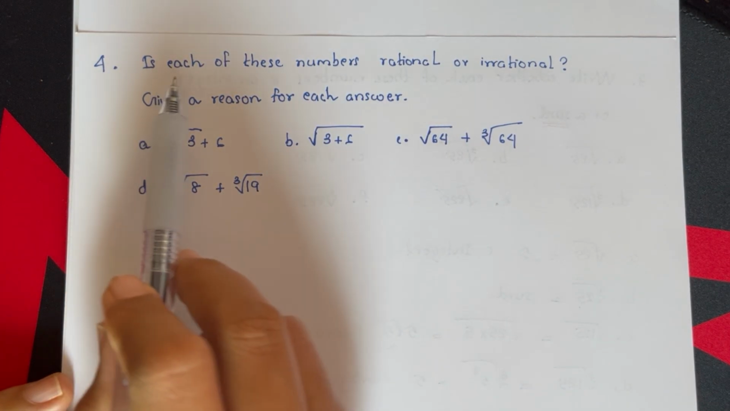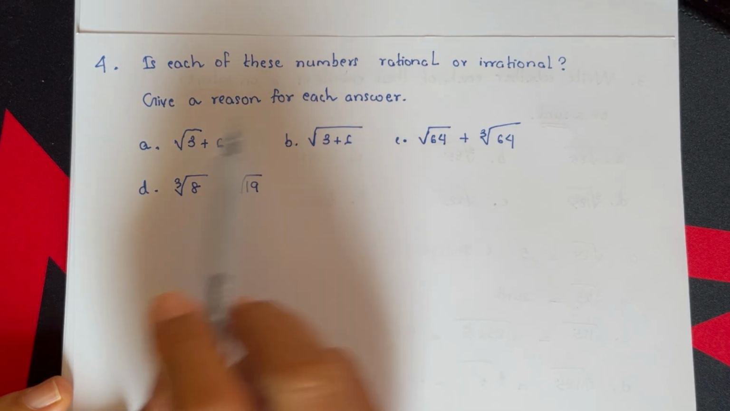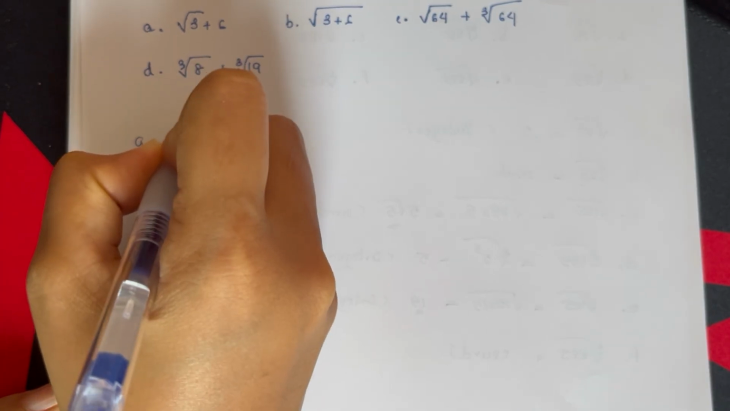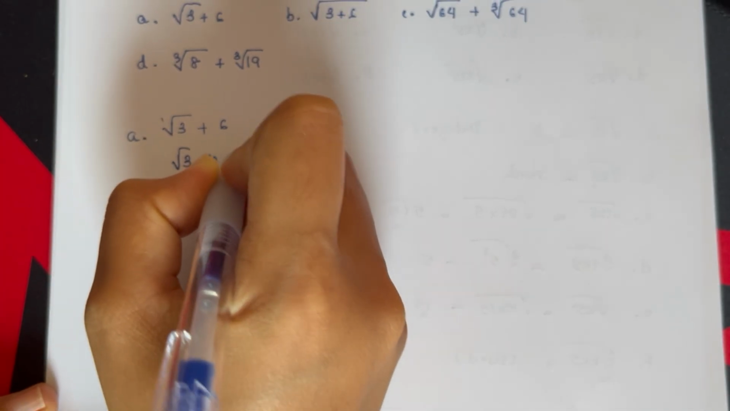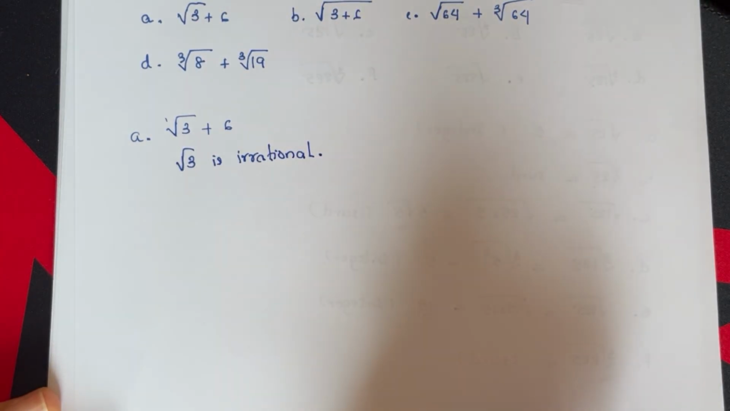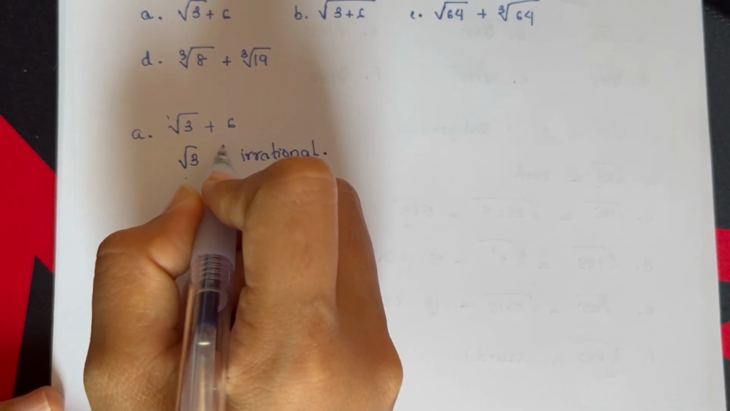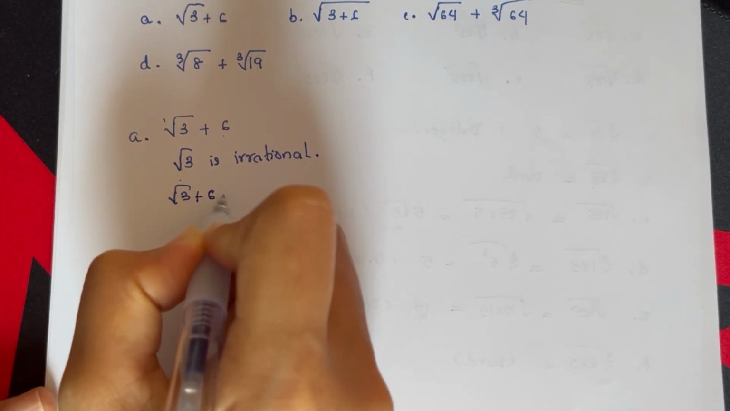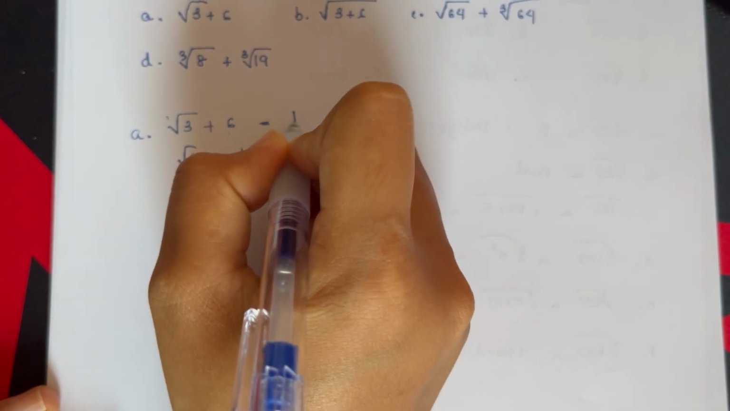Question 4. Is each of these numbers rational or irrational? Give a reason for each answer. So A, root 3 plus 6. Root 3 is an irrational number. So if we add a rational number 6 to the irrational number root 3, it results in an irrational number. So the answer is root 3 plus 6 is an irrational number.